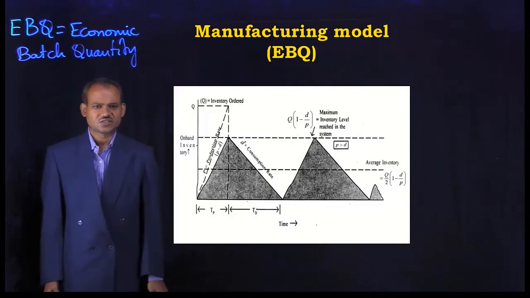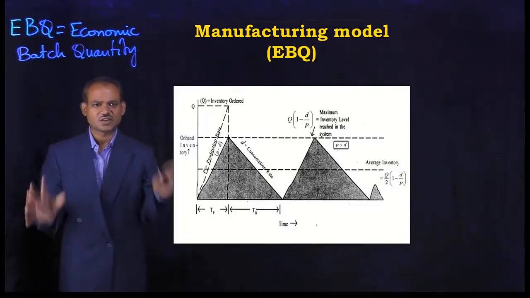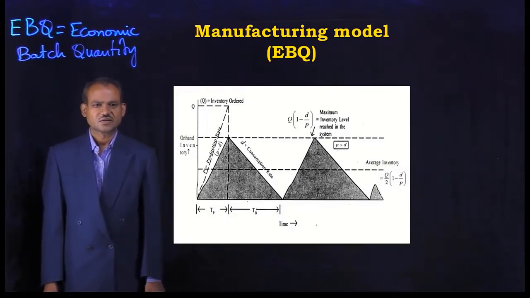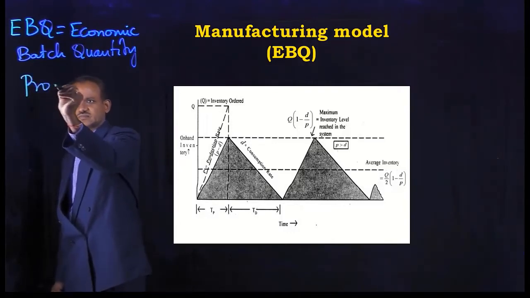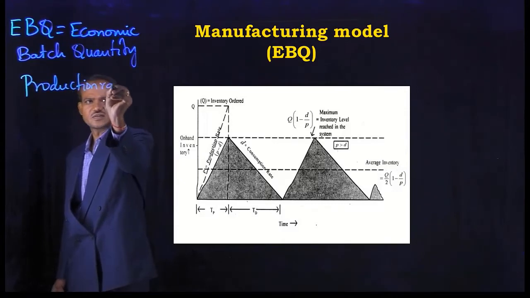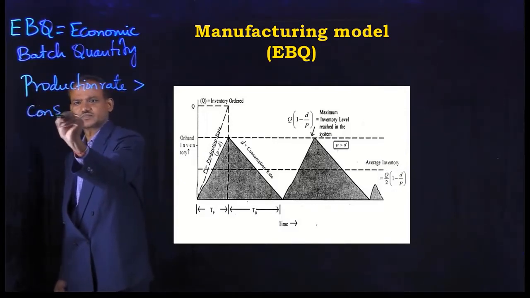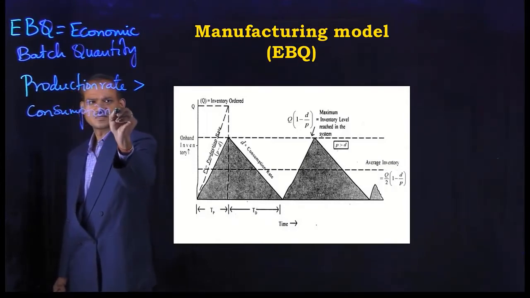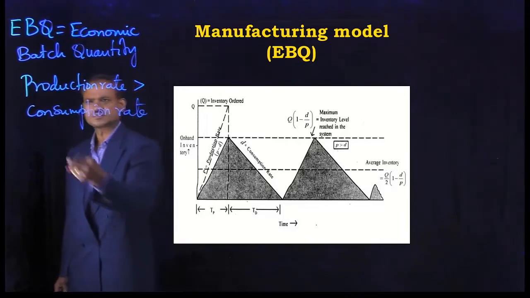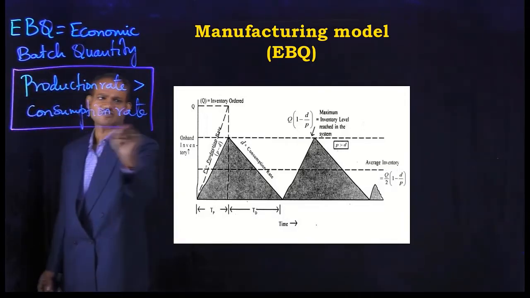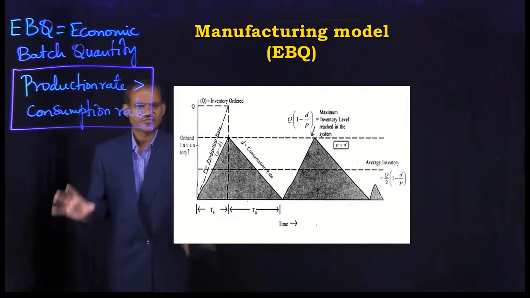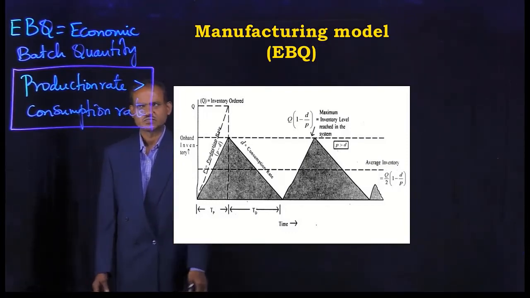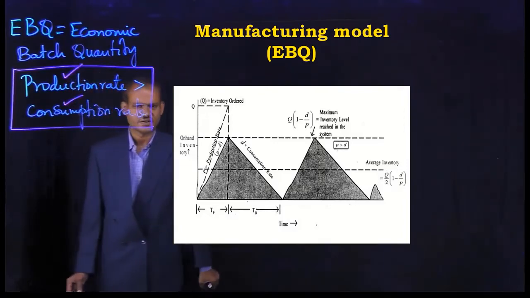In this production, one of the important points to remember is that batch production is suitable where the production rate is more than the consumption rate. From this statement, we can observe that stock of items is available every time. There is no question of shortage because production rate is more than consumption rate.